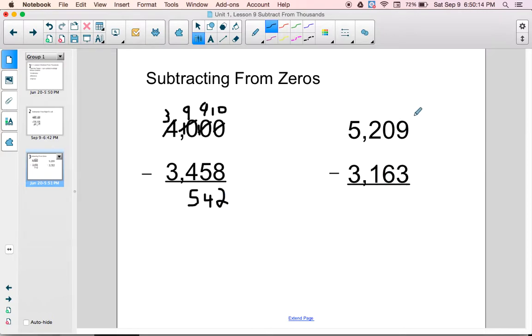All right, let's try one other problem. I notice this problem has a 0 here, but let's always start with the ones column. So 9 take away 3 is 6. I can't take 6 away from 0, so I'm going to have to regroup. Make that a 1. Add 10 to this. Becomes 10. 10 take away 6 is 4. 1 take away 1 is 0. Need my comma. 5 take away 3 is 2. So 2,046. So this is the end of this particular lesson on subtracting multi-digit numbers and subtracting across zeros.